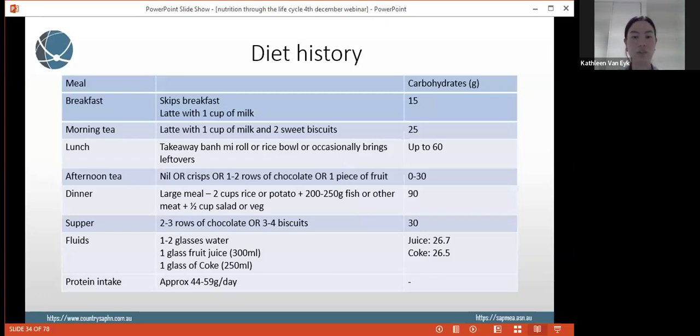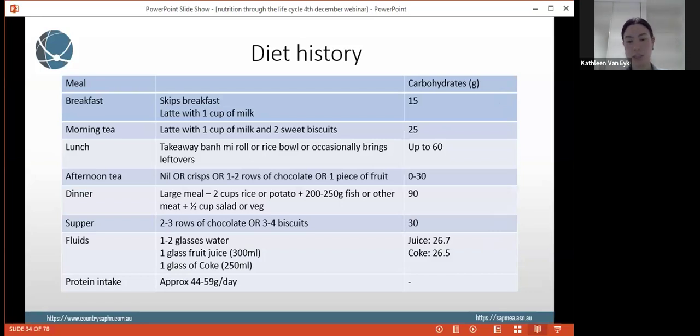And then dinner, because John's quite hungry, he'll end up having quite a large meal at dinner. So a couple of cups worth of rice or potato, for example, about 200, 250 grams of fish or other meat, and then just a little bit of vegetables. And then after dinner, maybe another snack of something a bit sweeter. With drinks, not a lot of water, but in terms of carbohydrates, there's juice and Coke, so there is a bit of carbohydrate coming in through there. And then protein intake is about 44 to 59 grams a day.